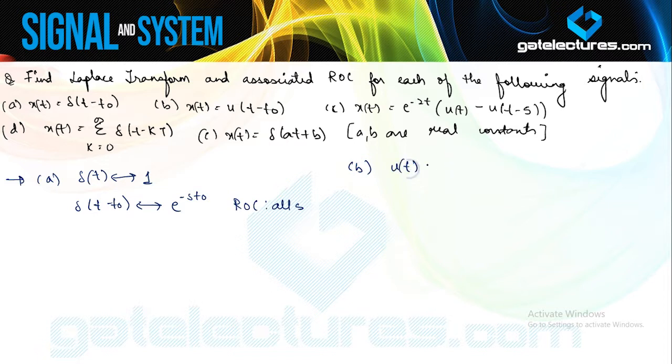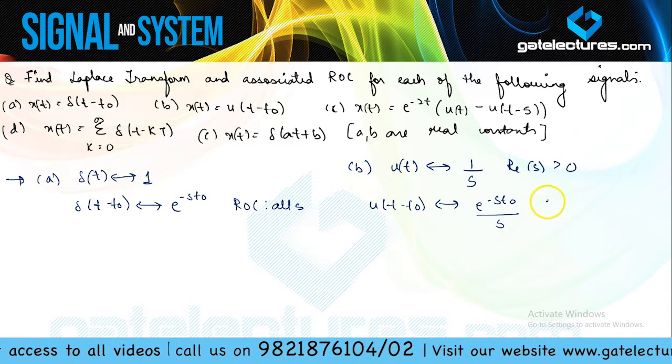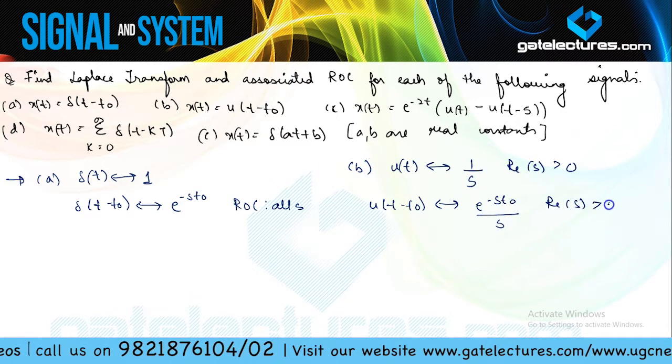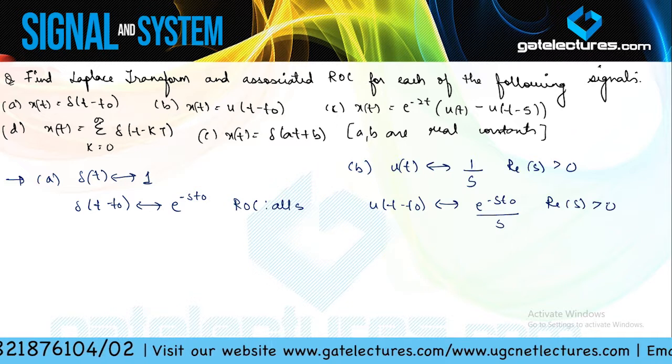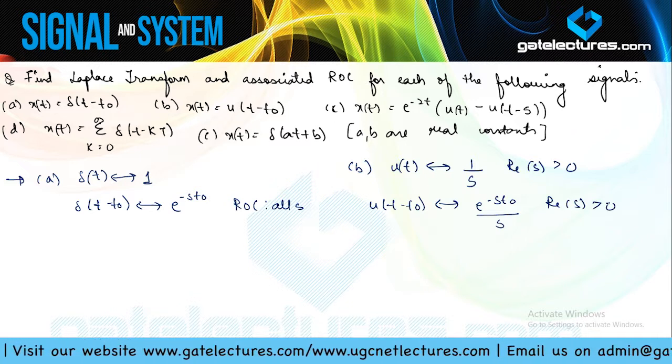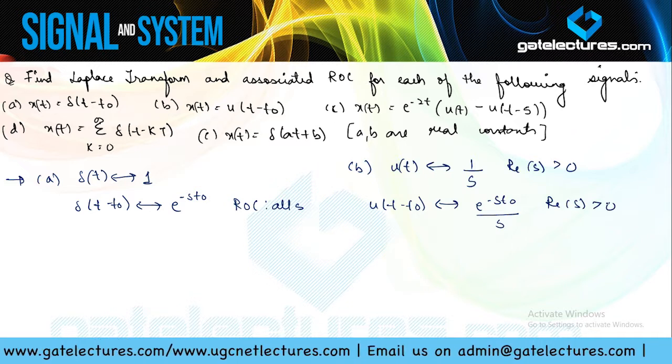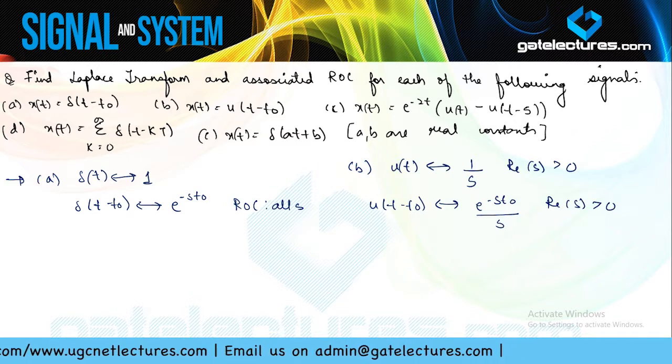So you know that u(t) has Laplace transform 1 by s with ROC real part of s greater than 0. Now when we are making a shift of t naught, what is going to happen? Same. This is going to get multiplied with e to the power minus s t naught, upon s. And ROC is going to be the same, real part of s greater than 0. This shifting operation is not creating any difference in the ROC of the signal. Right. Now look at the third part, C part.